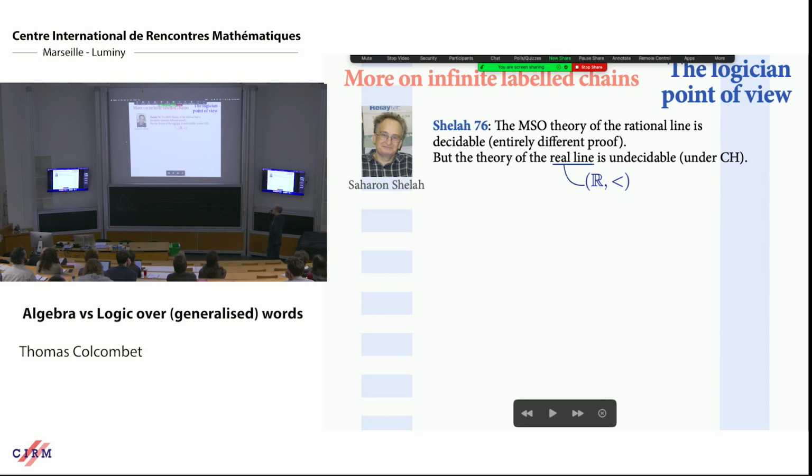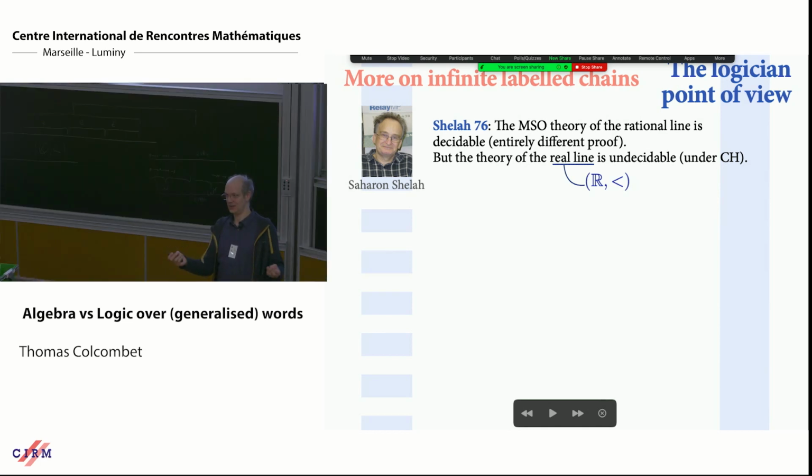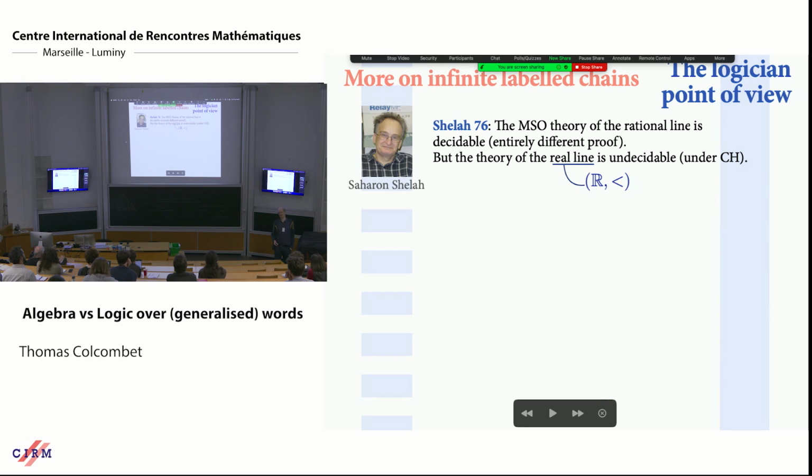It's 75. It's a result of Shelah. This result of Shelah has two parts. One is a new proof of decidability of monadic second-order logic over the rational line, which was known by Rabin. And the other is the fact that if you go beyond the rational line, if you want to apply monadic second-order logic on the real line, it is undecidable. The first proof was under the continuum hypothesis, and then this was removed, and there are variations around this.